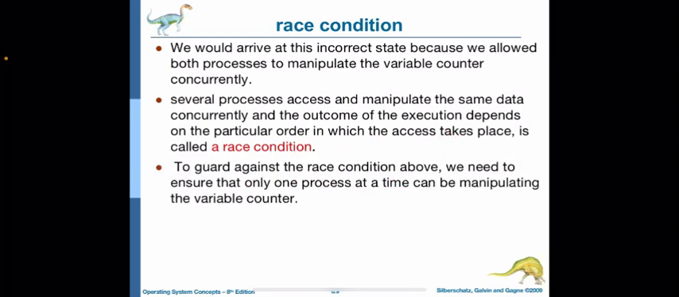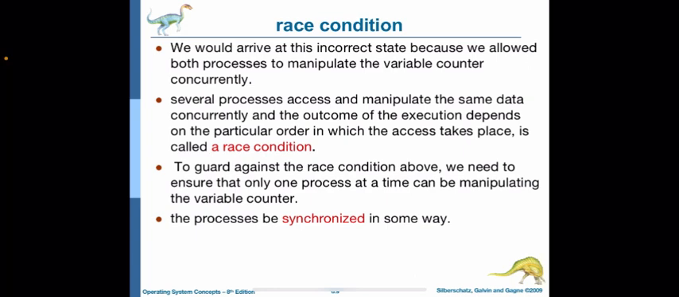So how can we guard against this race condition? We need to ensure that only one process at a time can be manipulating the variable count. So whatever may be the solution, the thing is that if a particular process is manipulating that common data, no other process should be allowed to intrude or interrupt in between. Let the first process complete its execution on that shared data. Only after that, any other process should be allowed to access or modify the same data. So this is called synchronization.